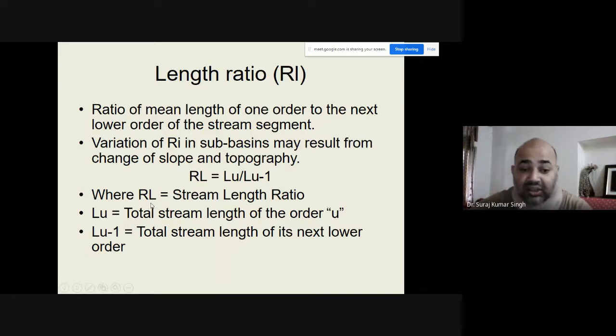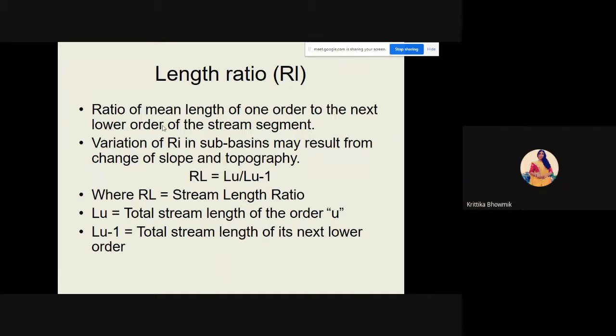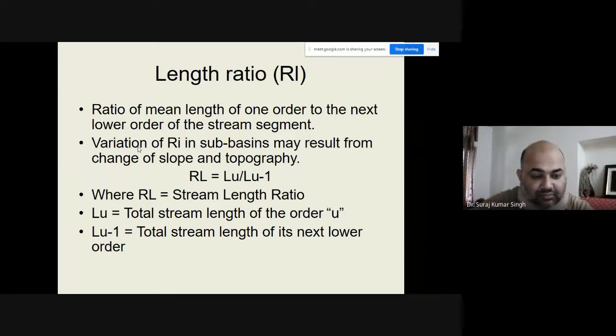So here RL denotes the stream length ratio. The formula is the total stream length of an order U divided by the total stream length of the next lower order. So you will take the stream length of order number 2 divided by the stream length of order number 1. Then the stream length of order number 3 divided by the stream length of order number 2. Getting it? Yes? Yes, sir. Anybody? Understood?